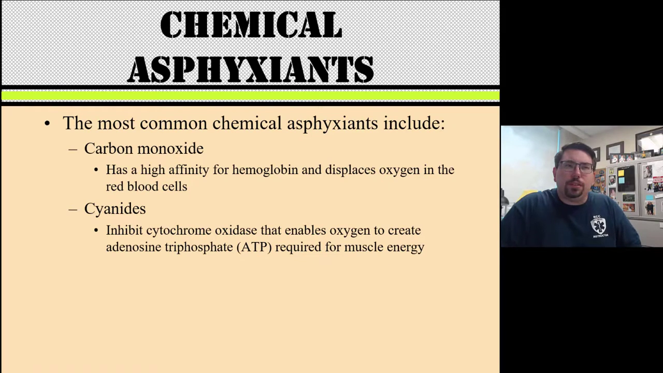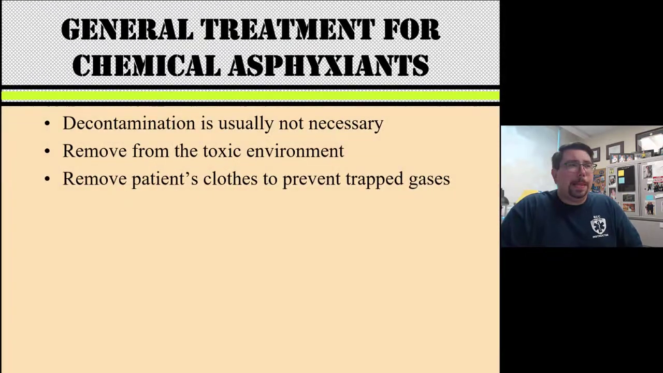There are a number of chemical asphyxiants that we can deal with. The most common chemical asphyxiants include carbon monoxide. We oftentimes don't think of that as a hazardous material, but it is. It has a very high affinity for the hemoglobin and easily displaces the oxygen on the red blood cell. It has an affinity of 100 times more than that of oxygen, so it's very hard to get off the hemoglobin once it's on. And then cyanides. They inhibit the ability for oxygen to create adenosine triphosphate that's necessary for muscle energy.